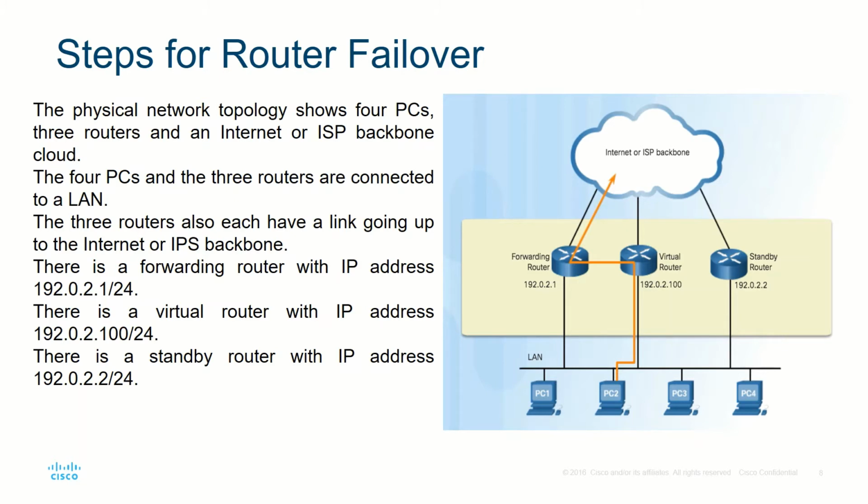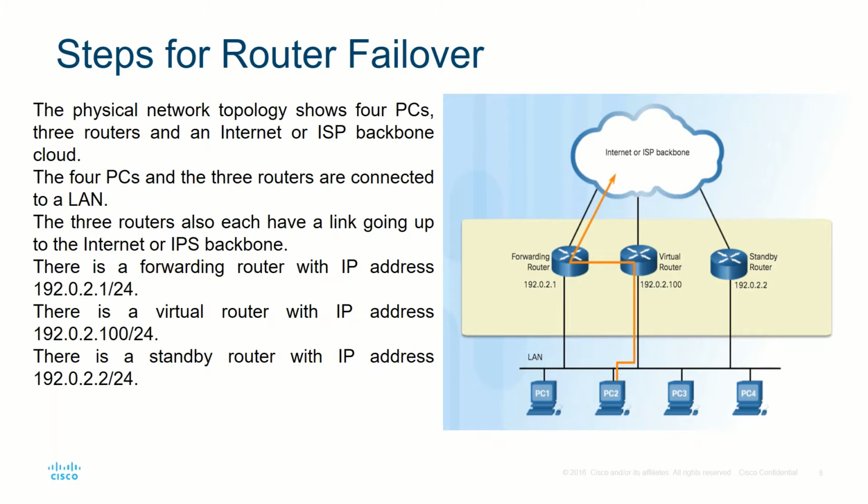The router which has the IP address 192.0.2.100 will act as the virtual router. It is not having any role. The router which has the IP address 192.0.2.2 will act as a standby router. So what is a standby router? When an active router fails, the standby router will act as an active router.